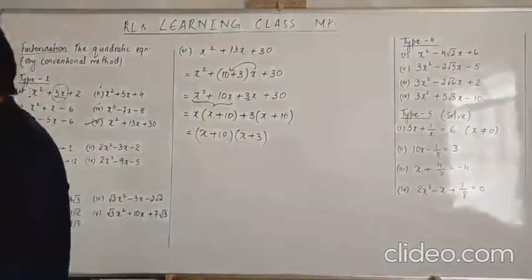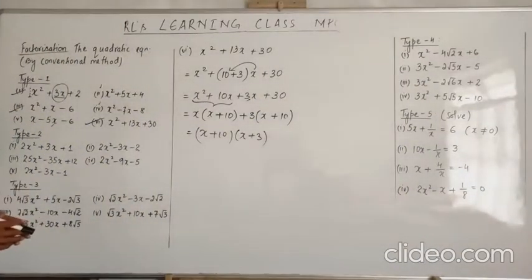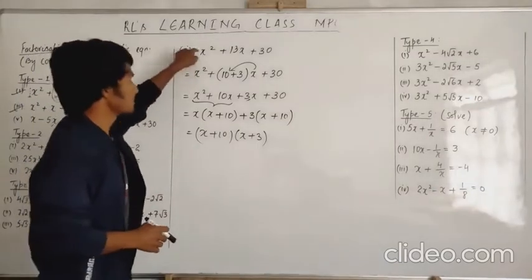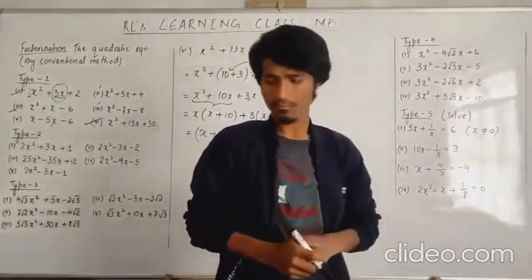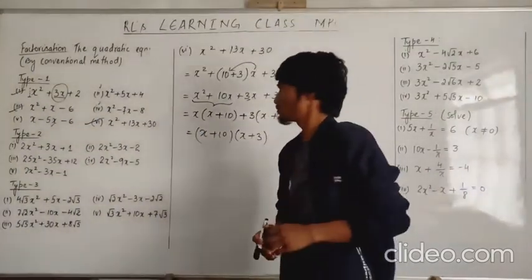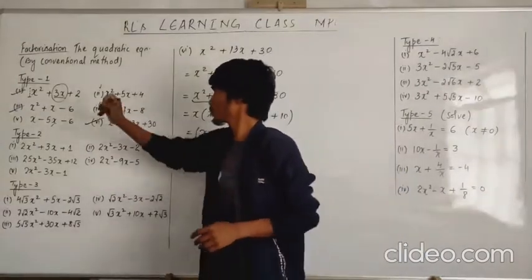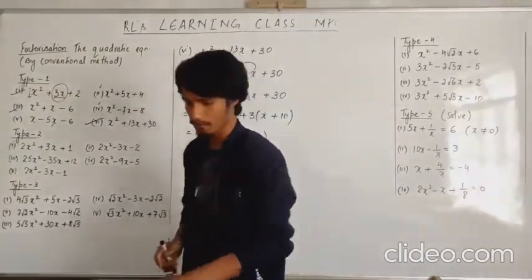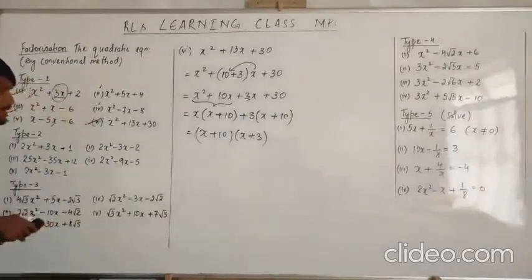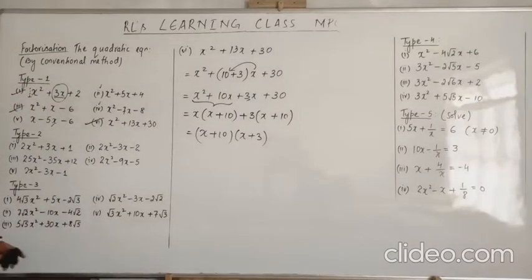Okay, now these are the type 1. Type 1 is where there is no number from the front. Now do try this question number 2, 4 and 5 of type 1. Now come to type 2.